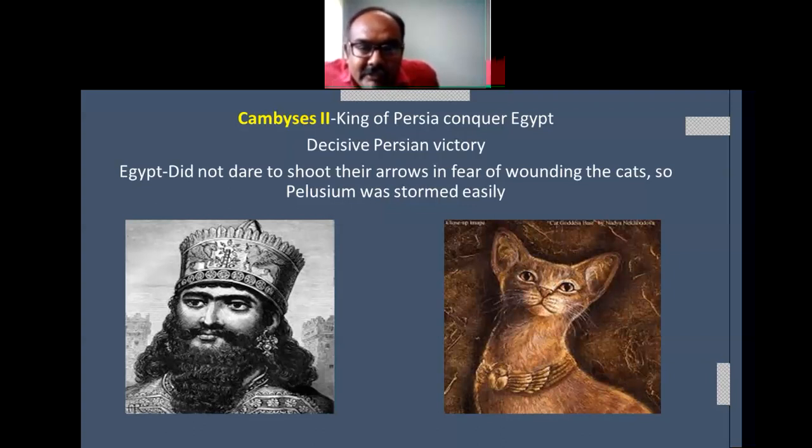Historians used to say it was a decisive Persian victory, because the Egyptians on the other side did not shoot their arrows for fear of killing the cats, because cats were equal to gods in Egypt. So Pelusium was stormed easily, and the Persians won the war.